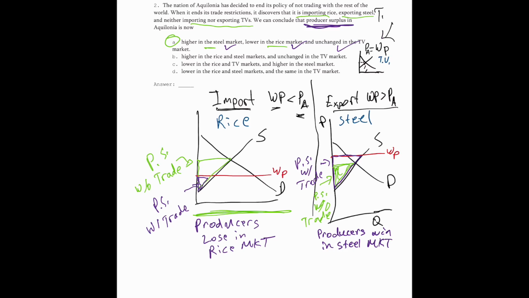If we look at the TV market, well, nothing's changed. They don't import or export, so it's all supplied domestically. So then it remains unchanged in the TV market. Our correct answer for 2 is going to be A.